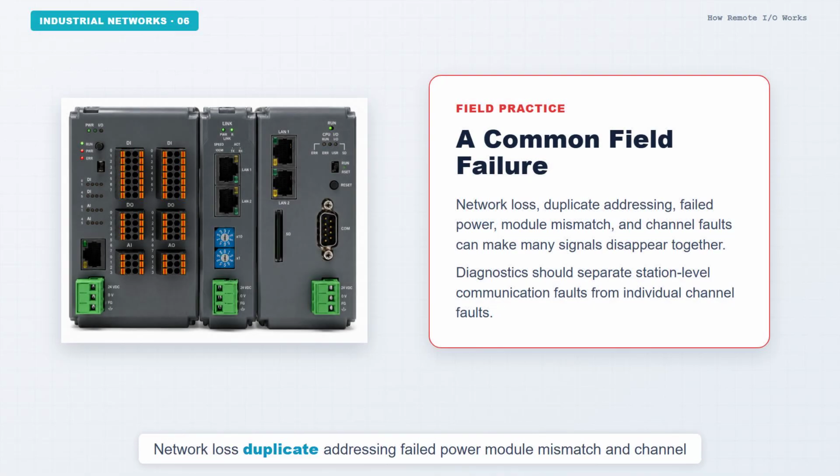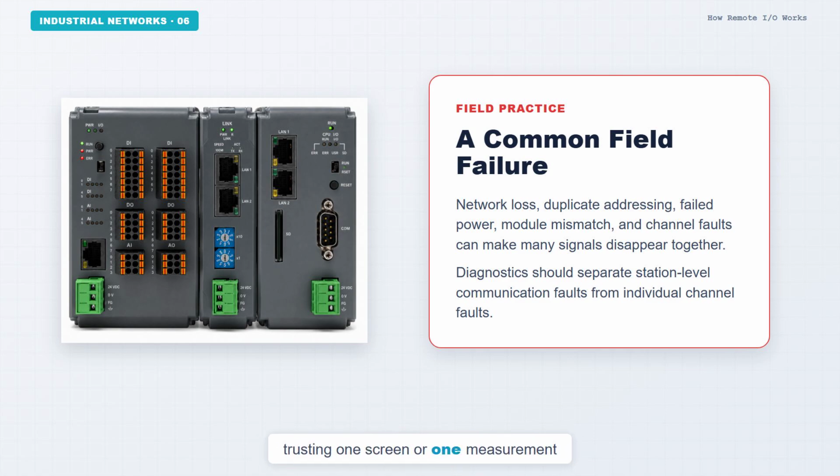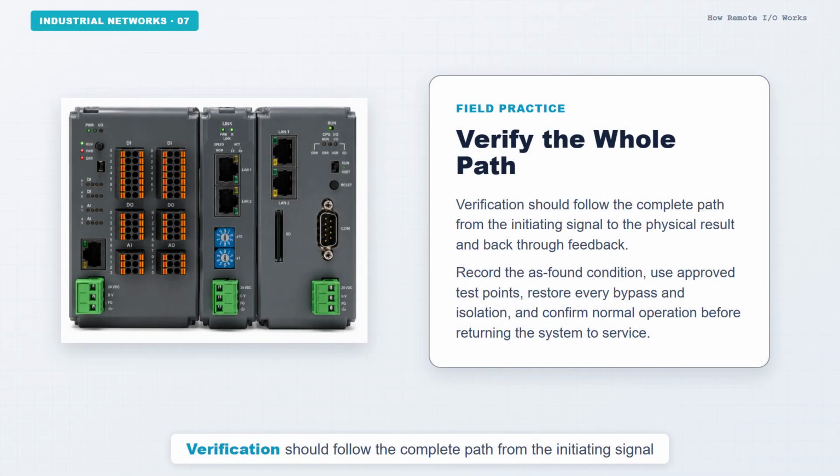Network loss, duplicate addressing, failed power, module mismatch, and channel faults can make many signals disappear together. Diagnostics should separate station-level communication faults from individual channel faults. A safe diagnosis compares command, feedback, process response, and local condition instead of trusting one screen or one measurement. Verification should follow the complete path from the initiating signal to the physical result and back through feedback.